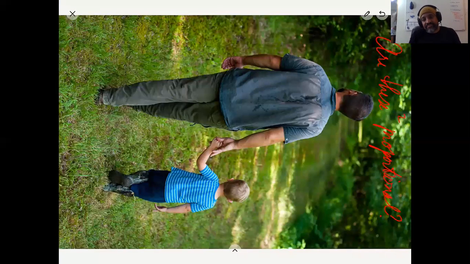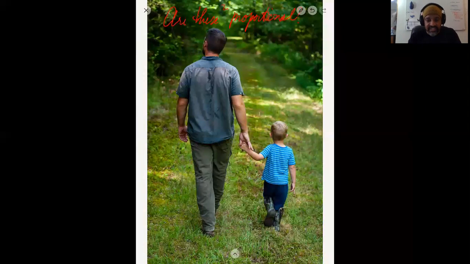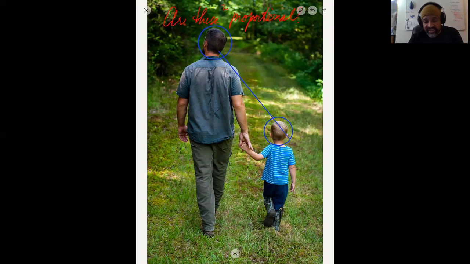Here's another guy. Let me turn it this way so you can see it. This is a father and a son. The question is, are these two proportional? I would argue that they are. So even though he is much smaller than his father, if you were to look at this, you could probably find a factor that you can multiply this by. Let's say it's 7.5 to get his father's head.